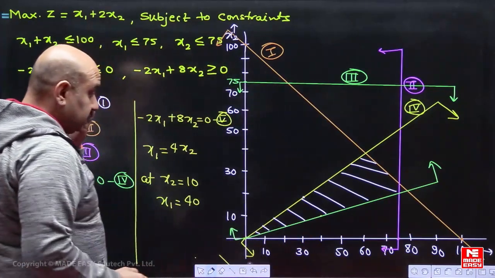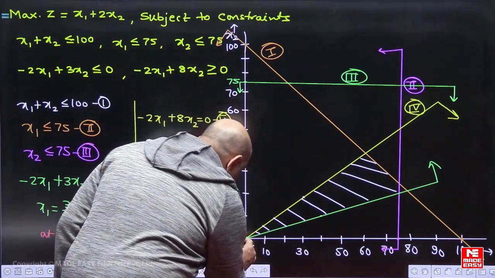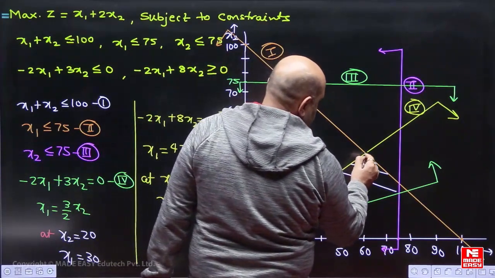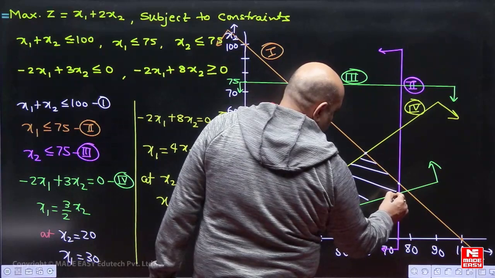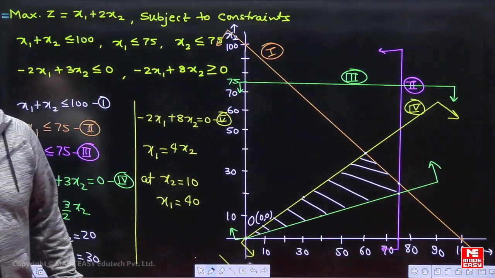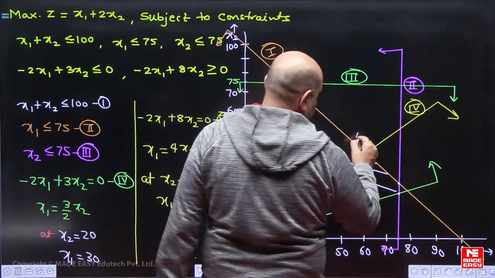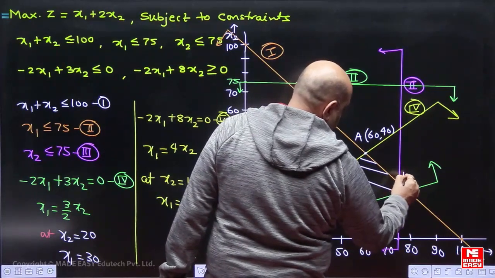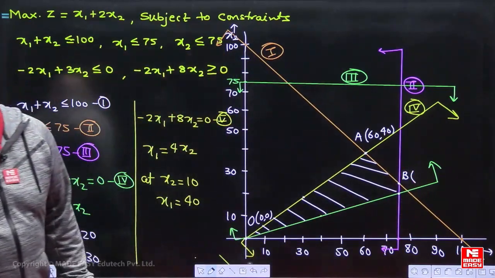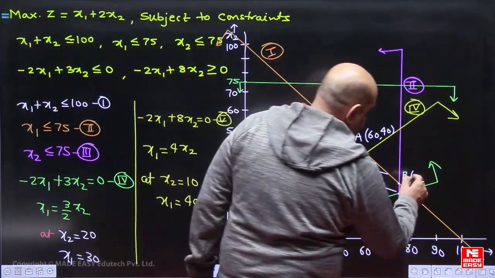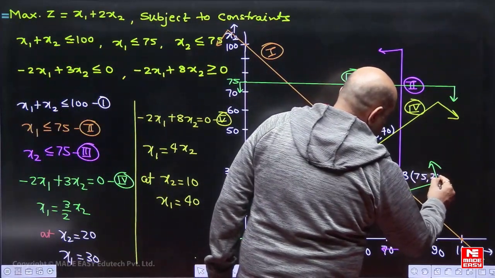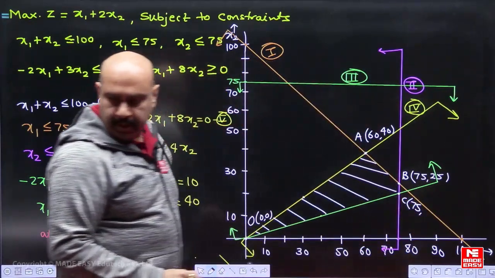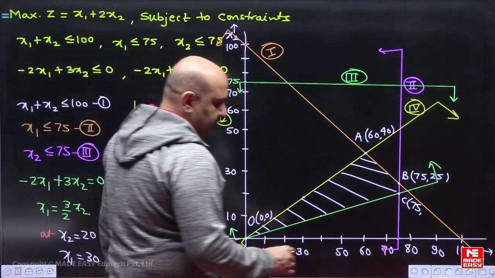Now the objective function is for maximization. So see, corner points are, of course this is origin, O (0, 0). One is this point and this one. So A point is (60, 40). B point (75, 25). C point (75, 18.75).